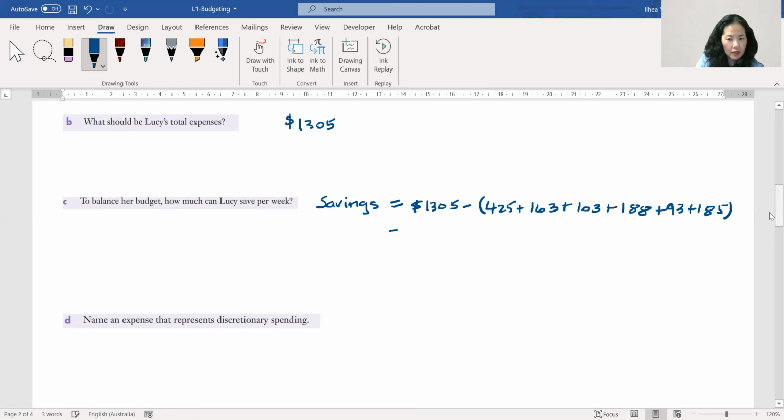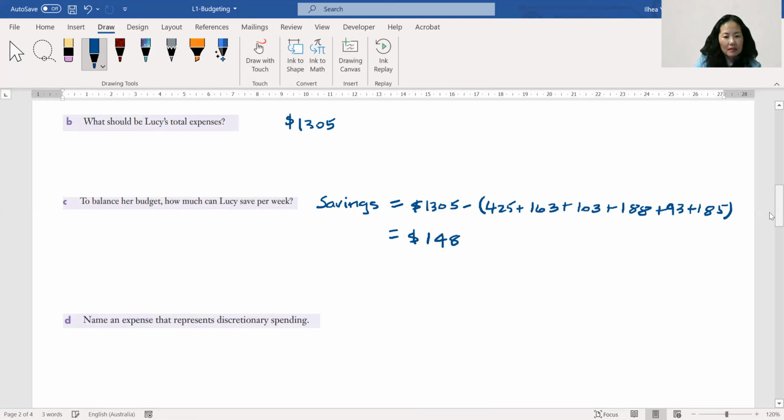And if you use a calculator, you will get 148. Well, that's a bit lower than what I expected, isn't it? Because Lucy wants to save 170 and she's getting 148 only. Okay, let's have a look at part D.